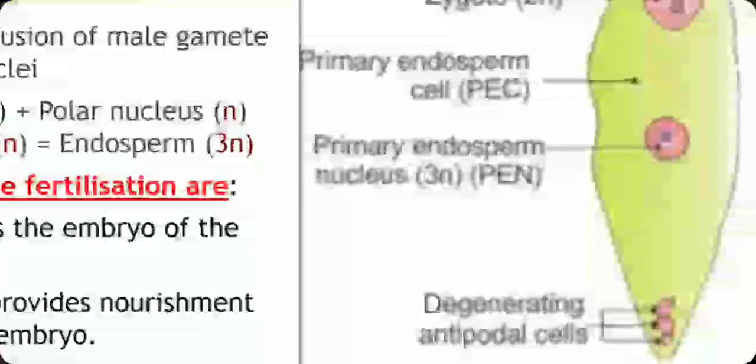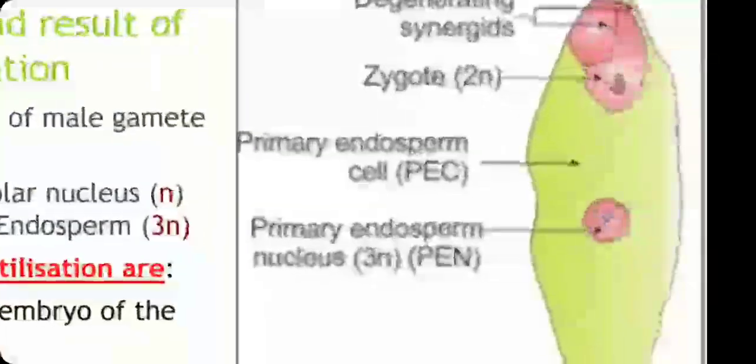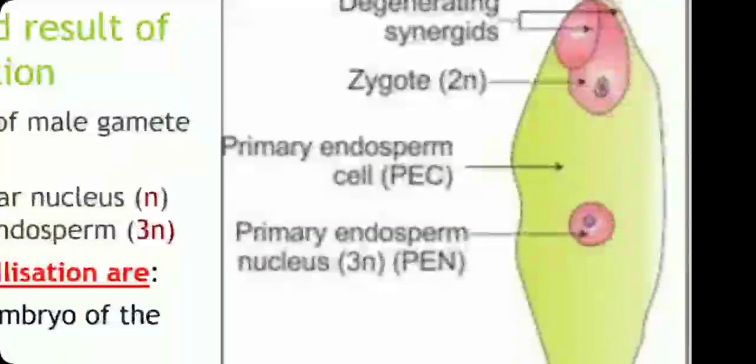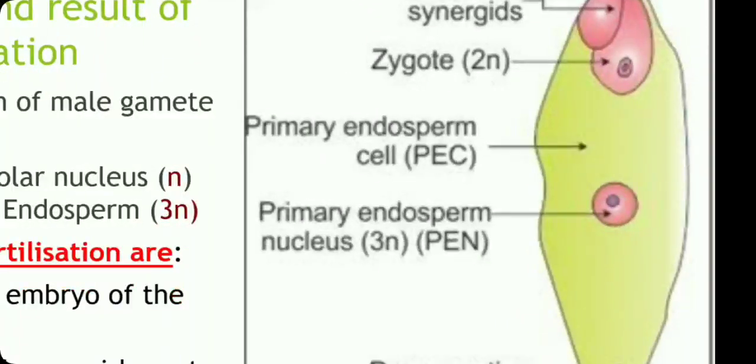Here in this picture, you can see these are degenerating synergids. This is the micropyle, on the top of it you can see the degenerating synergids. The synergids' role is that they are protective and also nutritive. After providing nourishment to the embryo sac, their role is over after fertilization.